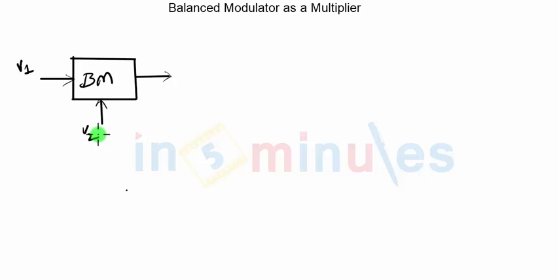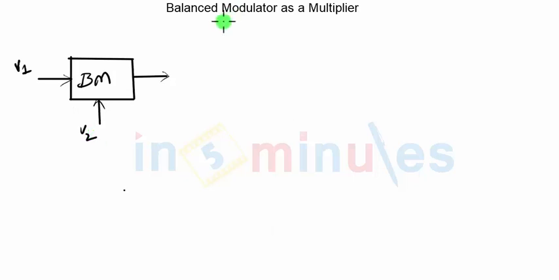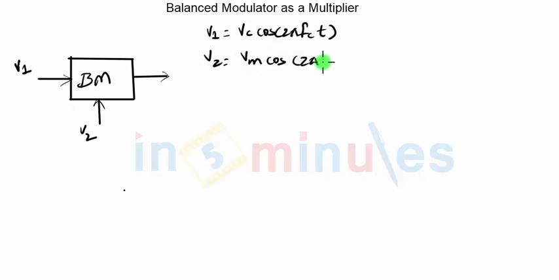Now let us try to understand how exactly we could achieve only the two sidebands and did not get any carrier signal at the output side. To understand that, first we will quickly consider the expressions for V1 and V2. V1 was the carrier signal, Vc cos 2 pi fct, and V2 was the modulating signal, Vm cos 2 pi fmt.